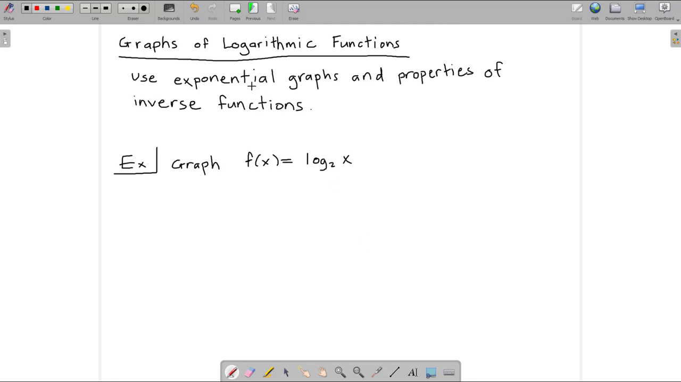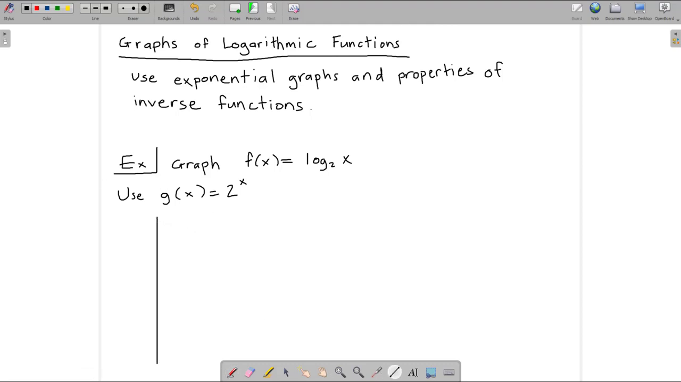So let's now take a look at what the graphs of logarithmic functions look like. To do that, we're going to use our exponential graphs that we saw in the last section, and one of the properties of inverse functions. So let's take a look at this example. Graph f of x equals log base 2 of x. We're going to use the corresponding exponential function. We'll call it g of x equals 2 to the x.